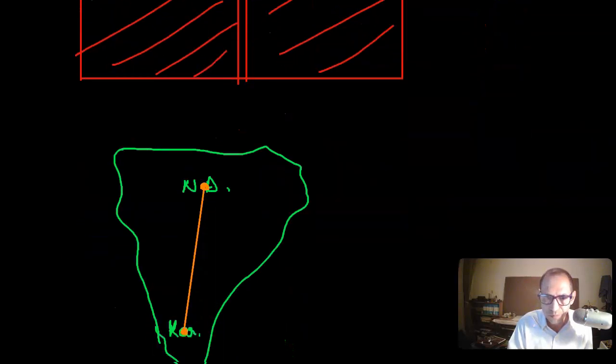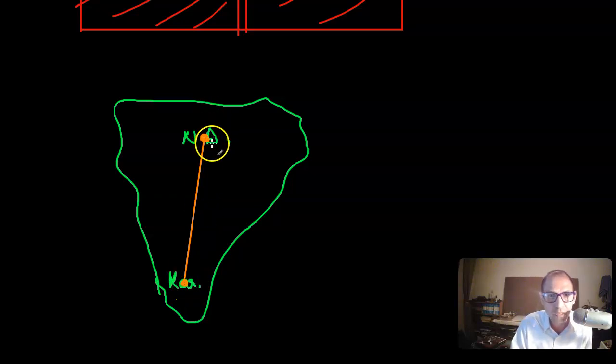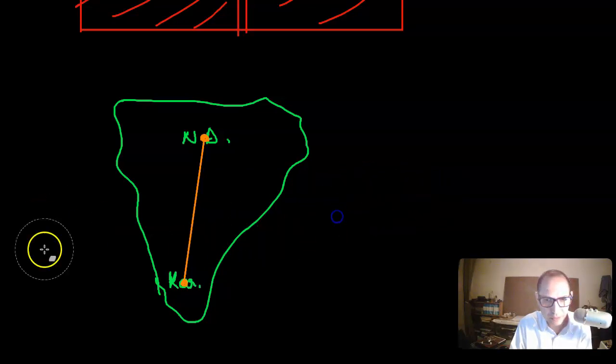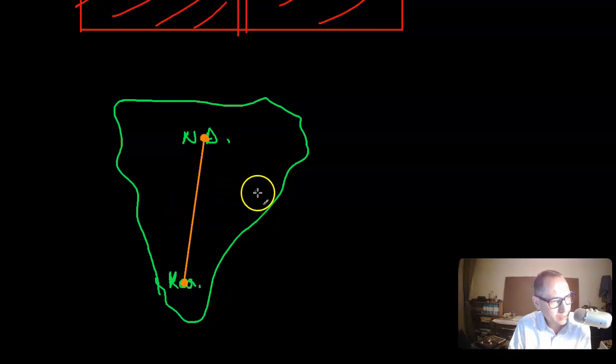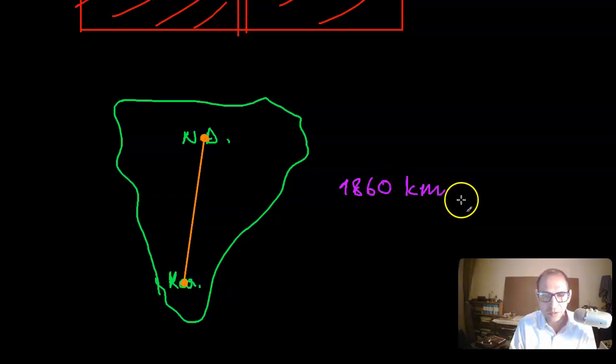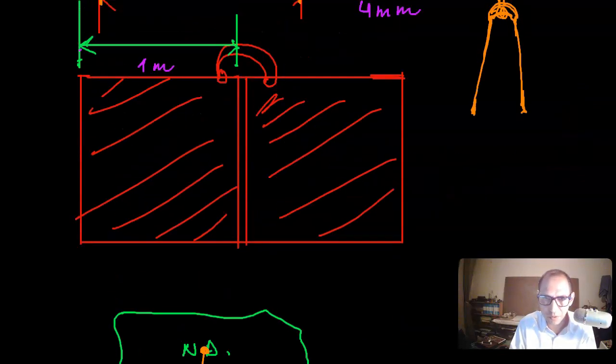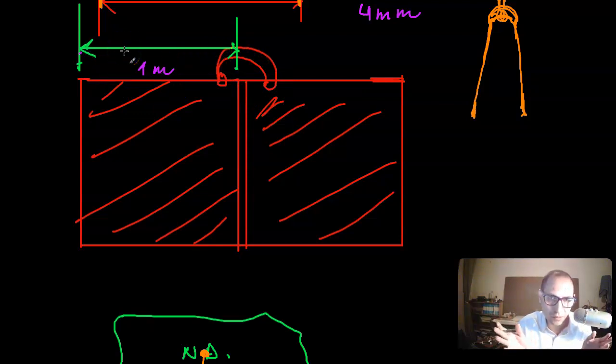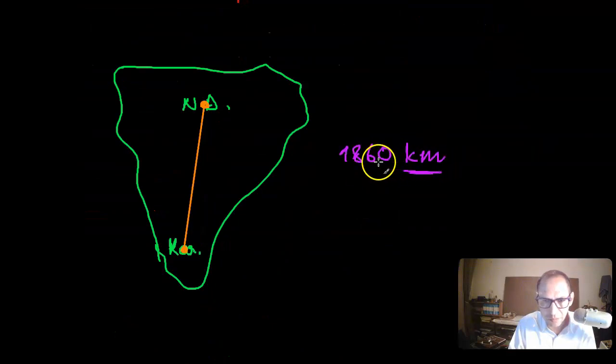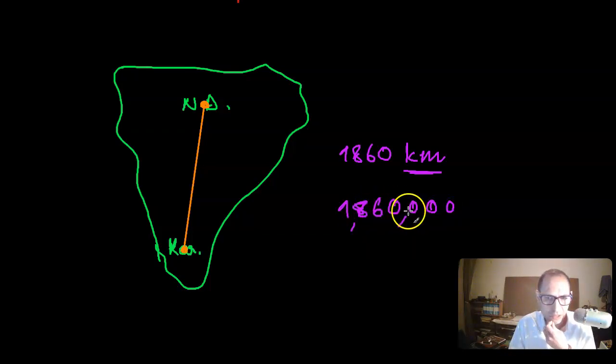Now, in the case of the distance between Karnataka and New Delhi, as I looked up on the internet, the exact number is 1860 kilometers. If I were to express this in meters, for example, in the case of this gate, we said that the length of one half of the gate is 1 meter. But 1860 kilometers, if I were to write this number in meters, would be 1860 and three zeros, meaning 1,860,000 meters. So you see that the number becomes quite large, right?